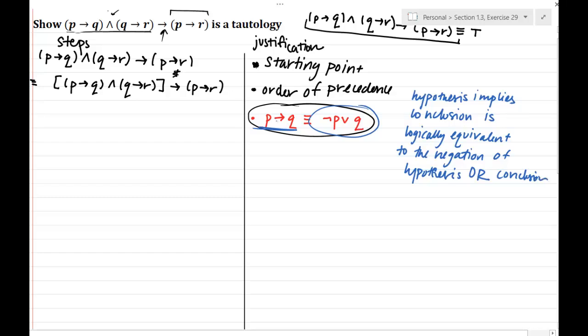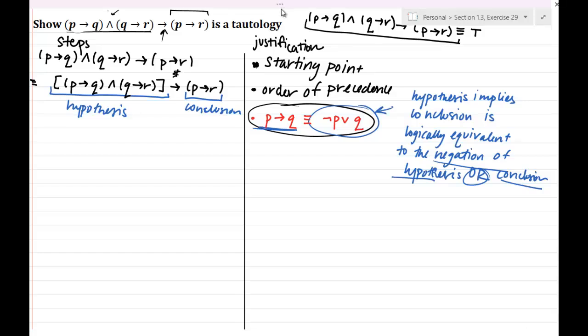So instead of thinking about P's and Q's, that's going to drive you mad, I'm going to think about hypothesis and conclusion. Okay. So in this case, this whole thing is my hypothesis, and this piece here is my conclusion. Okay? So thinking about the negation of the hypothesis or conclusion here and using this logical equivalence, okay?